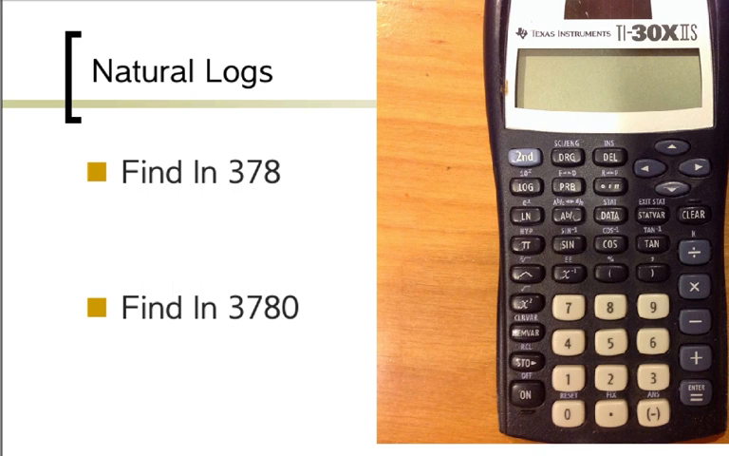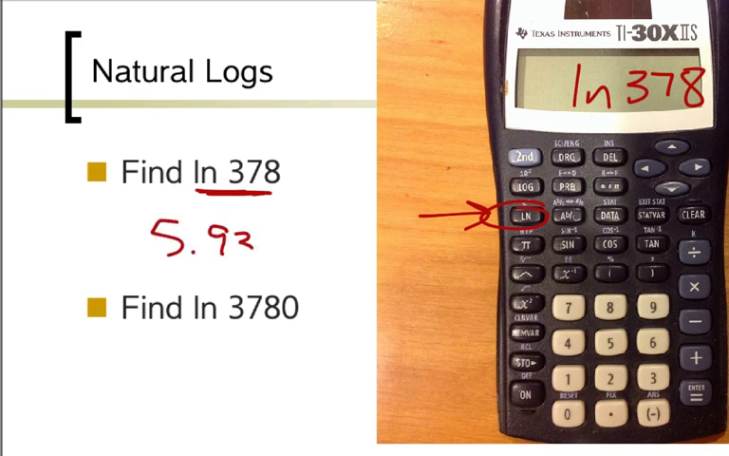Now finally, we're going to take a look at what it looks like to plug in natural logs into the calculator. So to plug in a natural log in the calculator, all you have to do is use your ln button. So if you have this particular TI calculator, all you have to do is push this button and then push 378, and on your screen it will say ln 378. Push enter and you should get 5.93, and then it should round to 5.935.